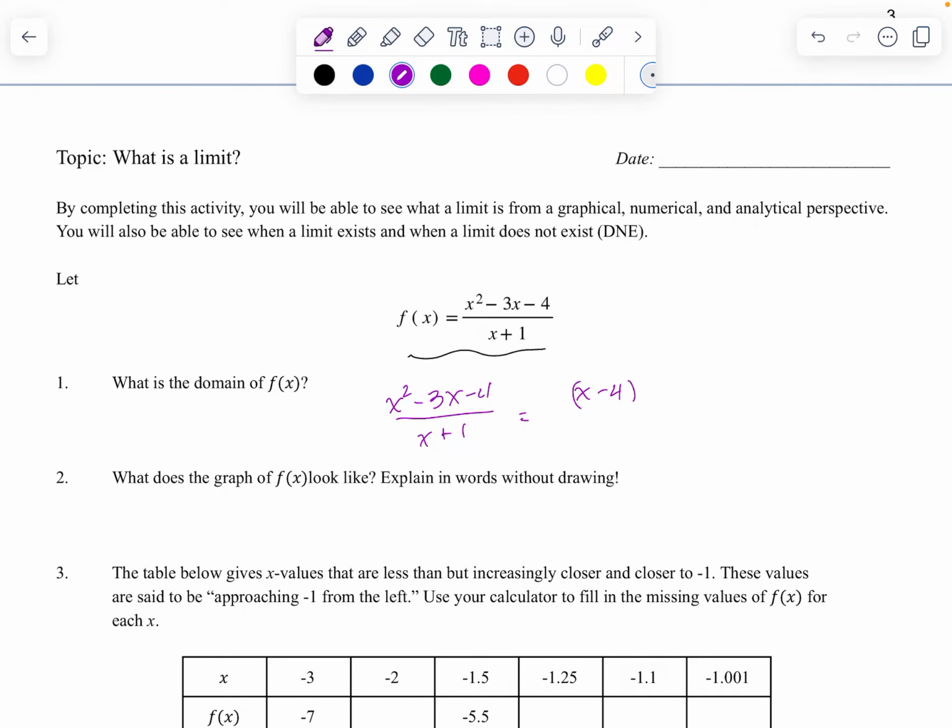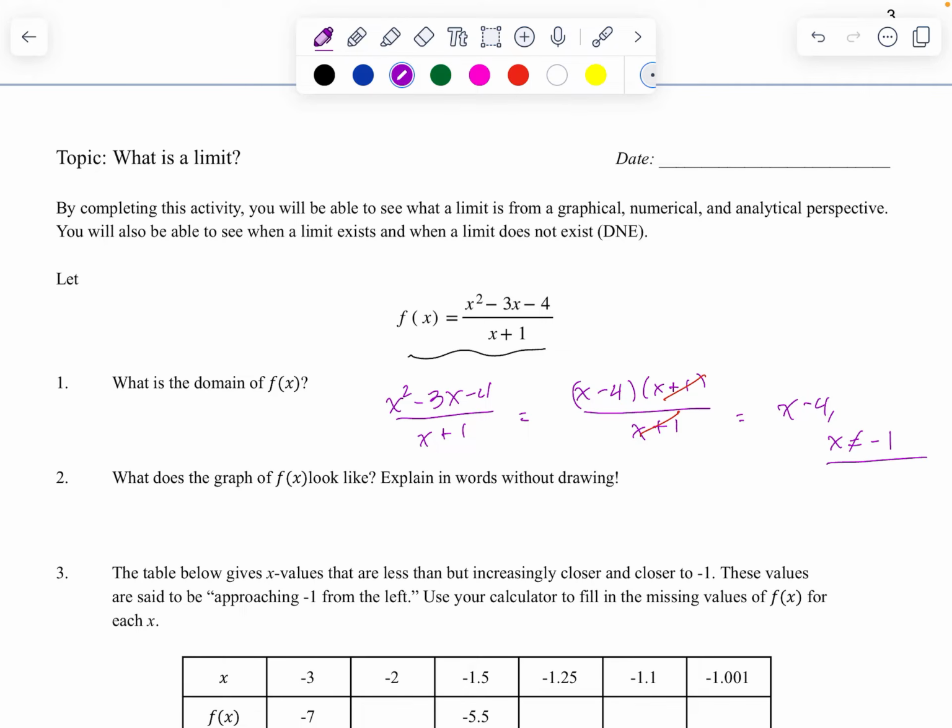And if you can't see that, you can see that. It looks like these x plus 1s are going to cancel. They're going away. Bye-bye. And now we're left with this x minus 4, but with the condition that x cannot be equal to negative 1.